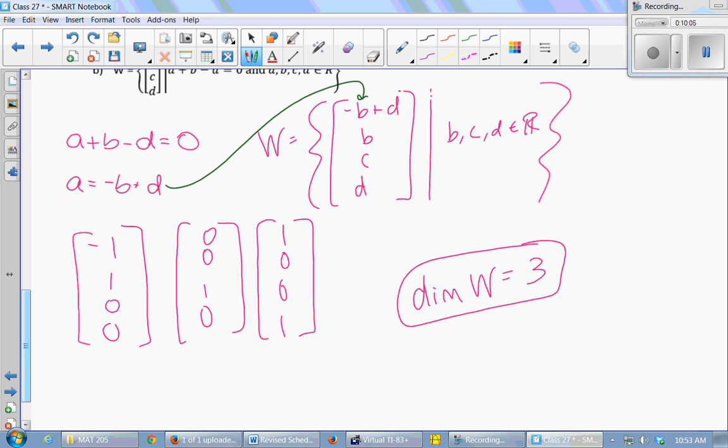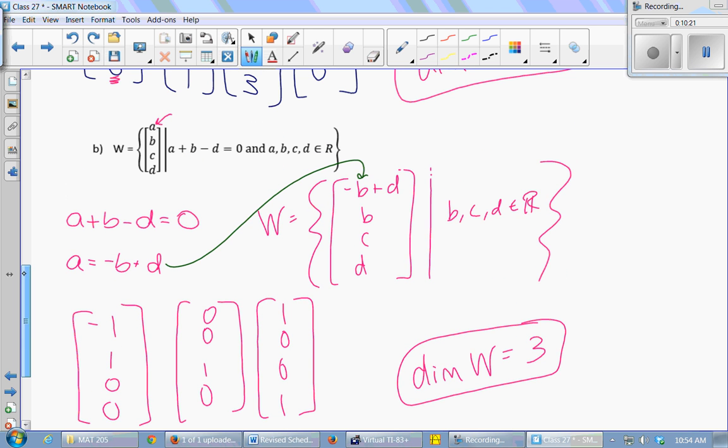So that means that that space is isomorphic to R3. Two vector spaces that are isomorphic means that there's a one-to-one and onto linear transformation from one vector space to the other. And in practice, it means that those two vector spaces act identically. They're basically the same.